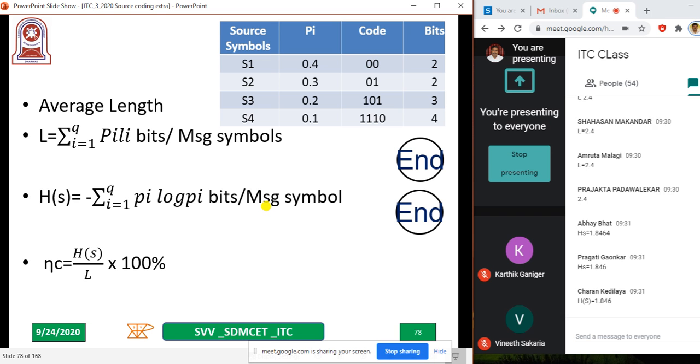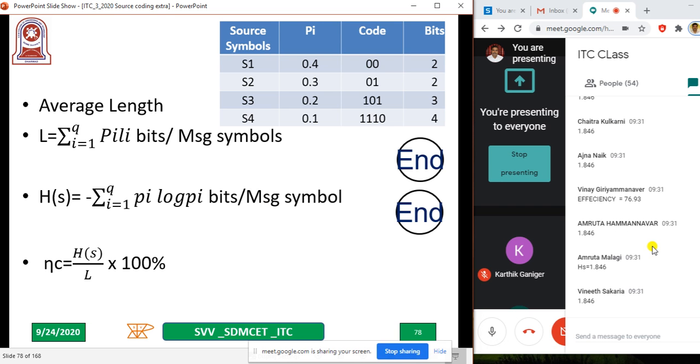Very good. Within 2 minutes they did a problem. 1.846, Jahnavi. Correct. Simran, Nivedita. Prithviraj, 1.8. Parmeshwara, Abhishek, Shilpa, Spurti, Preeti, Vijayalakshmi, Lohit, Priya, Chaitra, all have got 1.8. Efficiency, Vinay typed 76.93. Very good, Vinay.